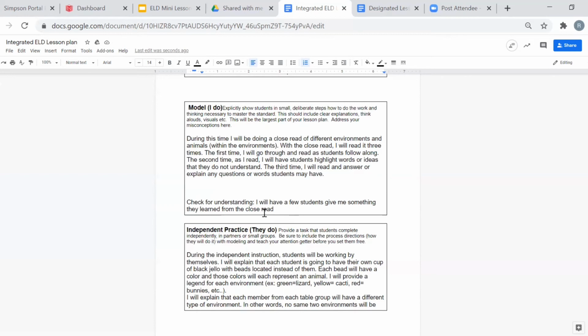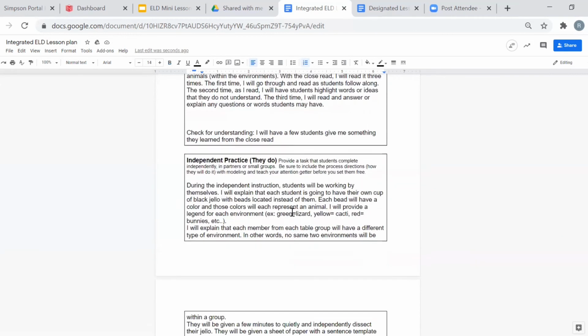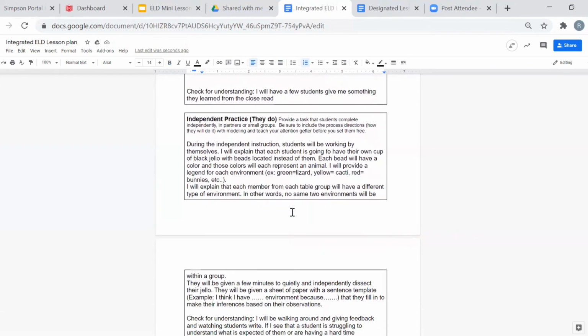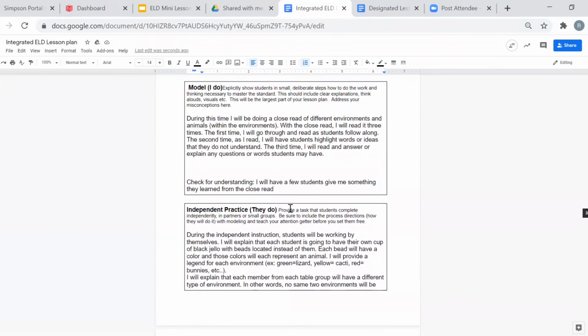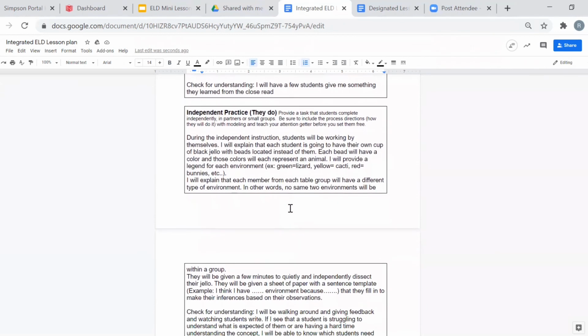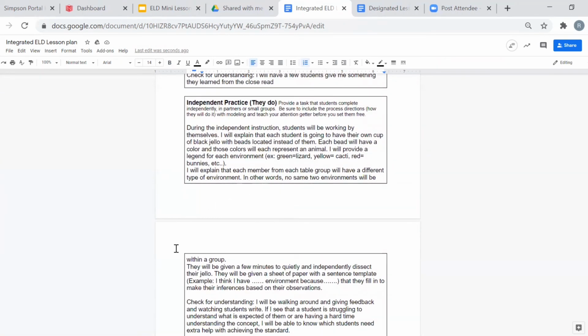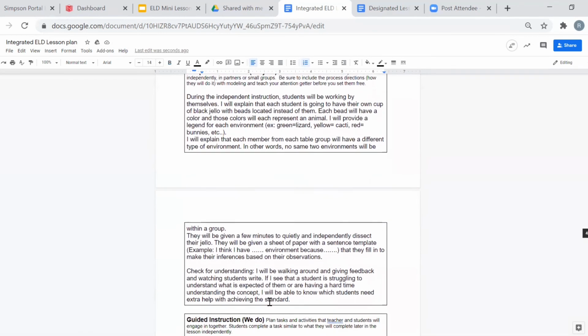My check for understanding is I will have a few students give me something they learned from the close read. Now for my they do, once we have discussed and reviewed our close read, the close read will correlate with the they do activity, where during the independent instruction, students will be working by themselves. I'll explain that each student is going to have their own cup of black jello with beads located inside of them. Each bead will have a color, and those colors will represent an animal.